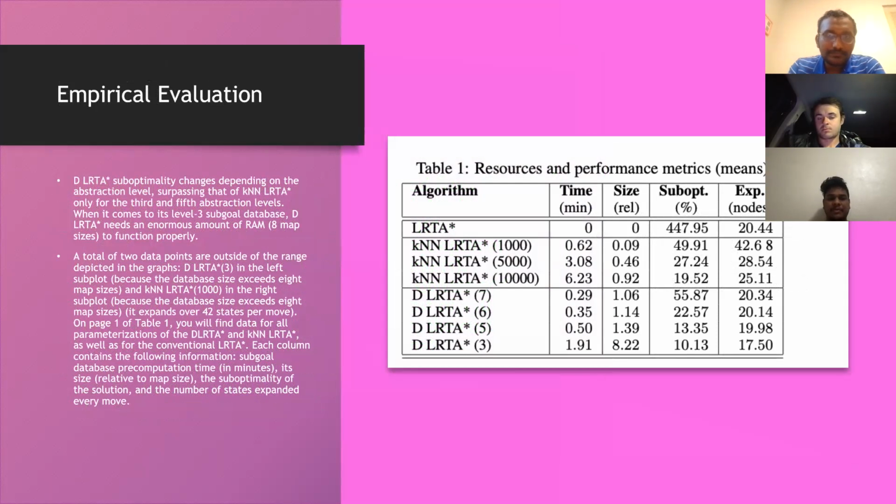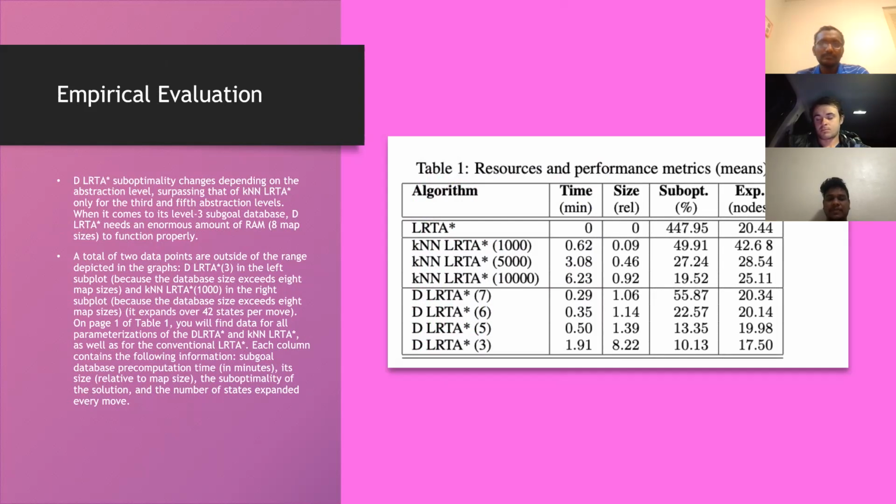Yeah, so this is how the DE LRTS star suboptimality changes depending on the level of abstraction. For the third and fifth level, it is better than KNN LRTS star. But when you come to the level 3 subgoal database, DLRTA needs a lot of RAM, that is 8 map sizes, to work. One of the graphs shows the DLRTA 3 star in the left subplot and the KNN LRTS star, that is of 1000, in the right subplot, have data points outside of the range shown. It expands to 42 states per move.